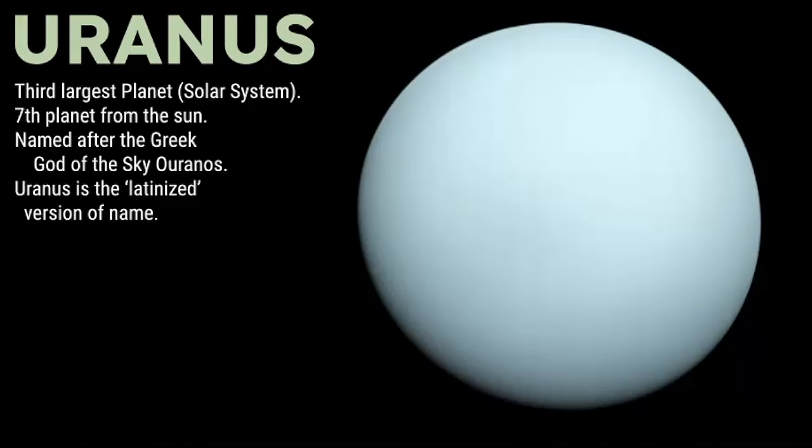So, we've talked about the planets that are visible. Let's talk about the ones that are not really visible. Starting with the seventh planet from the sun and the third largest planet, and the one that everybody tries to avoid saying the name, which is Uranus.